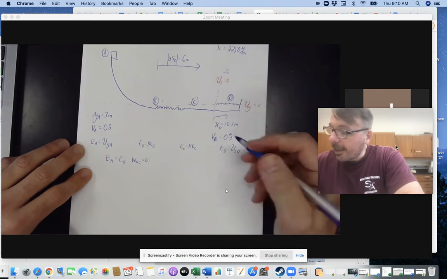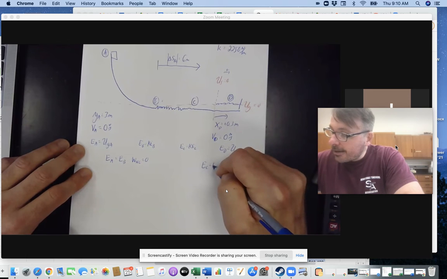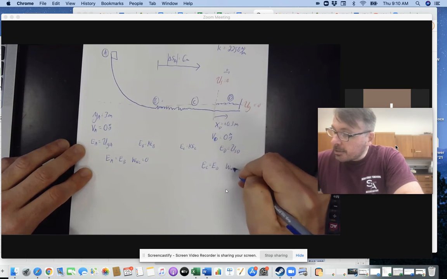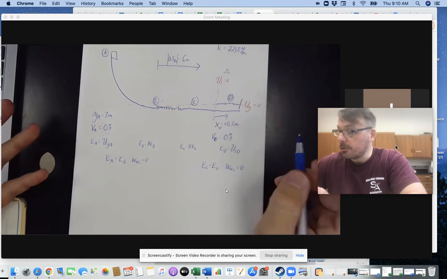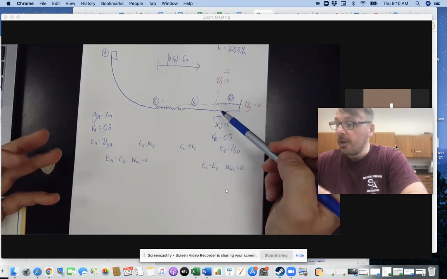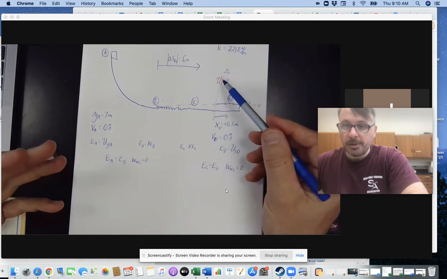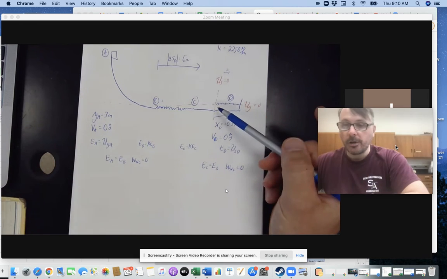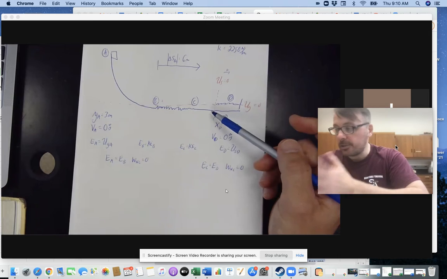I could also say that the energy at C is equal to the energy at D because the work done by non-conservative forces between those 2 points is equal to 0 as well. I've just got the spring force acting, which is conservative. Normal force is acting, doesn't do work because it's perpendicular. Gravity is acting, doesn't do work. It's both conservative and perpendicular, so no big deal.